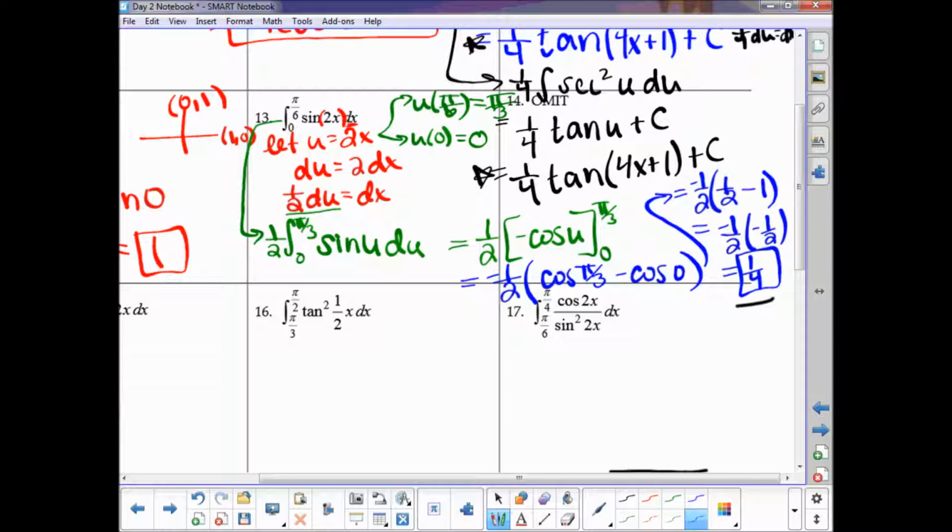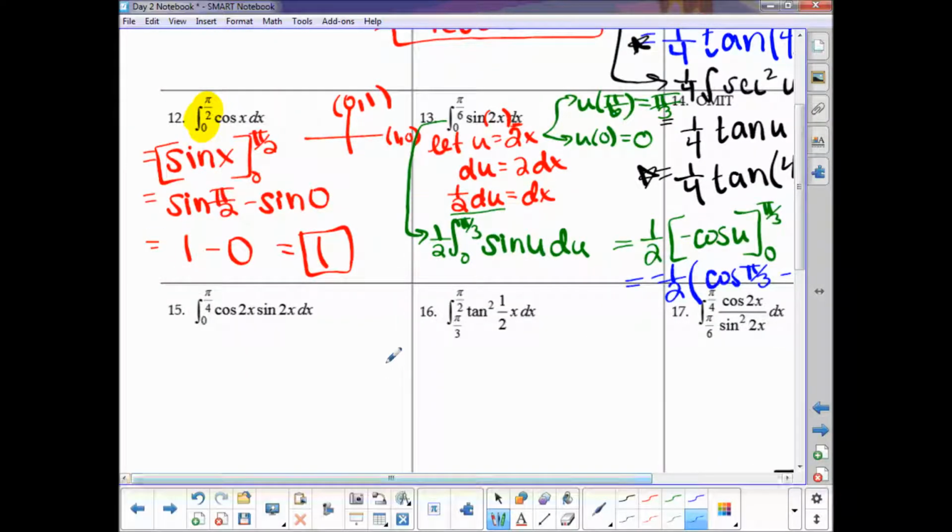Yeah, we've got some good ones. 15, 16, 17 are all good. All right, let's take a look at 15. Let's talk about 15 for a moment.